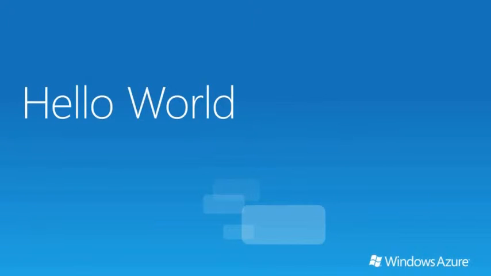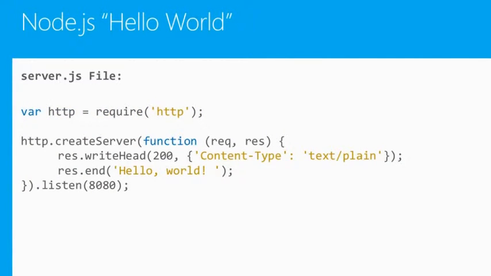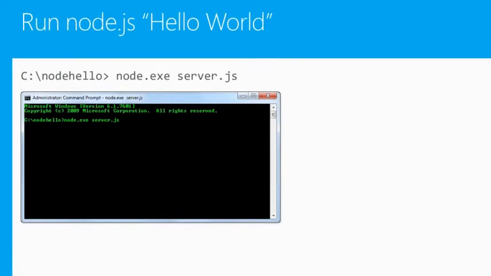The first sample we are going to walk through is Hello World. The Node.js Hello World app is pretty simple. We have a single file called server.js that has these 5 lines of JavaScript to make up our entire Hello World application. Because Node.js has a built-in HTTP server, no additional modules or components are needed. To run our application, we simply call node.exe and pass server.js, our file name, as the first command argument.